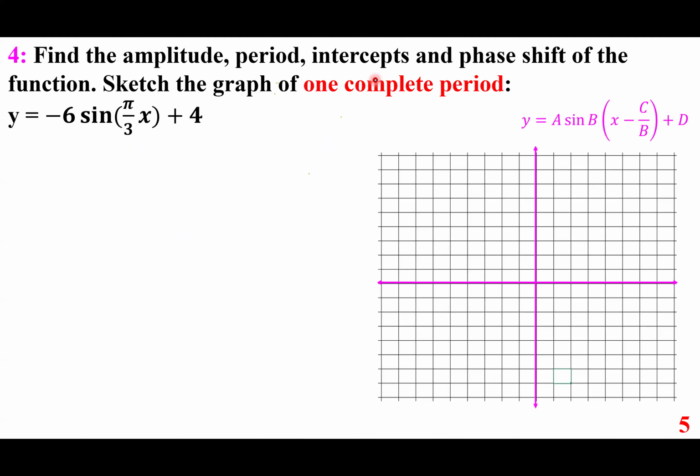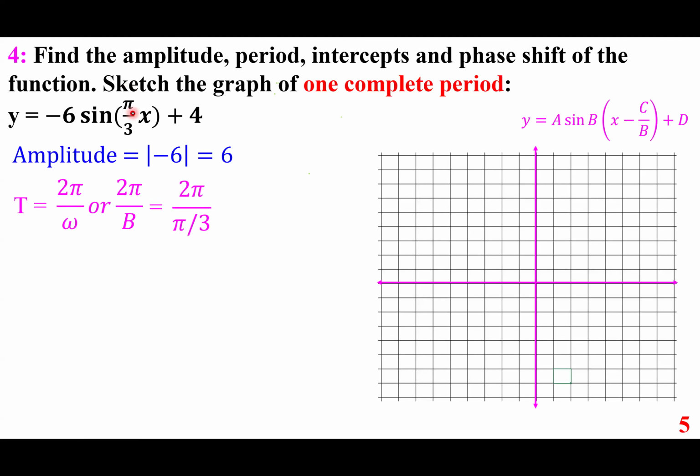Find the amplitude, period, intercepts, and phase shift of this function and sketch it. And generally speaking, y equals a sine of b times x minus c over b, plus d. There are different ways of writing them. Okay, class. So that's really the bottom line. And so obviously the amplitude is the absolute value of this number, which makes it 6. T equals 2 pi over omega or 2 pi over b, because sometimes they use omega to represent that. So 2 pi divided by pi over 3 results in 6.